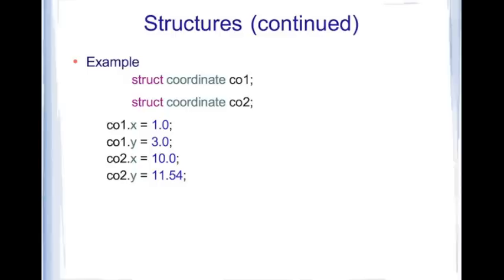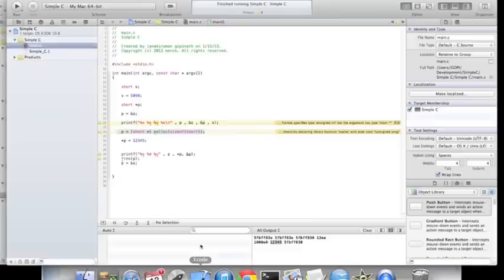Then to use them, you just say struct coordinate and put a variable. The struct coordinate is more of a data type which you defined, combining other primitive data types packaged together. Then you define an instance of a variable, co1 and co2, and you refer to them with the dot notation: co1.x is 1, co1.y is 3, and so on. So that's the way you define your structures. Let's quickly go through Xcode and see how it looks.